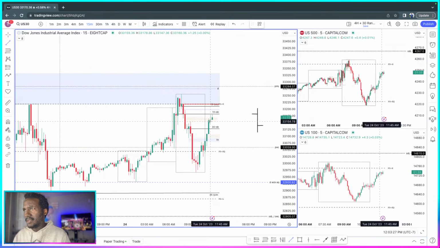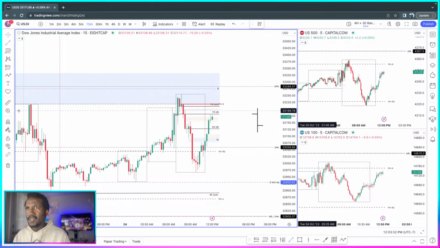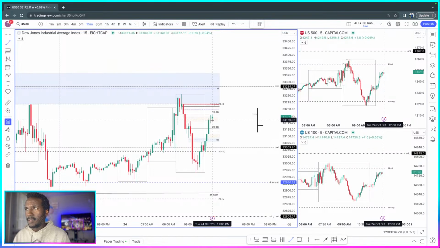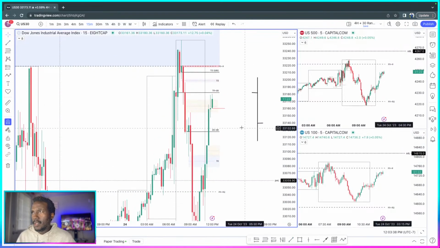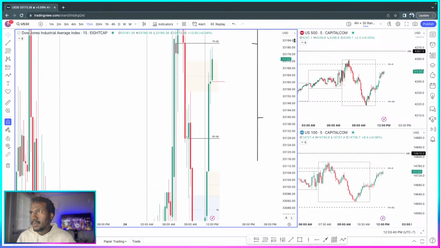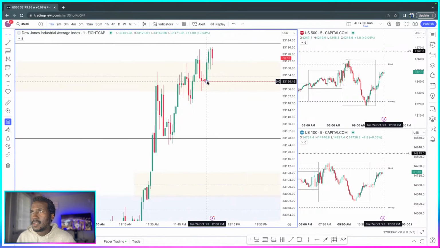The open price is 11:30. 12 p.m. is the low of this candle. That's the open price right there. Oh, that is the open. No, let's just do it on the 1 minute. The open price at 12 p.m. is right there.